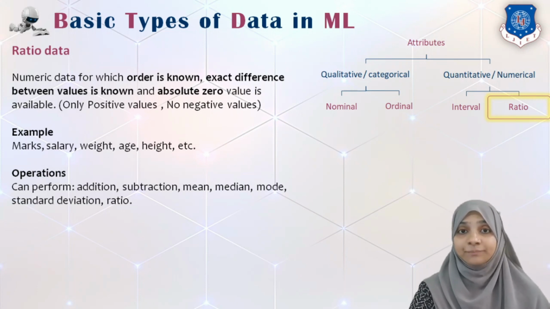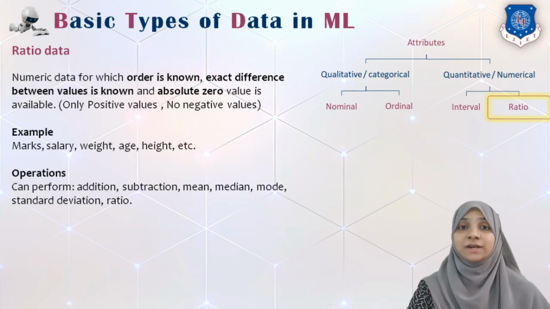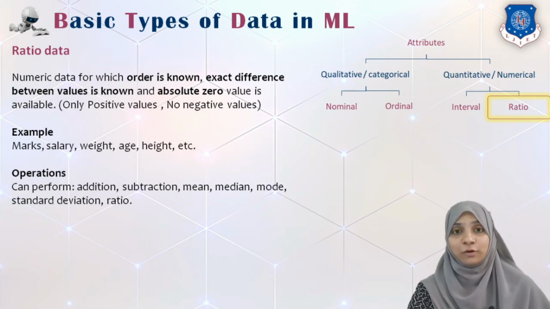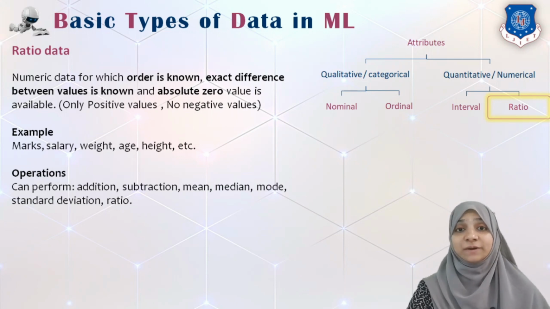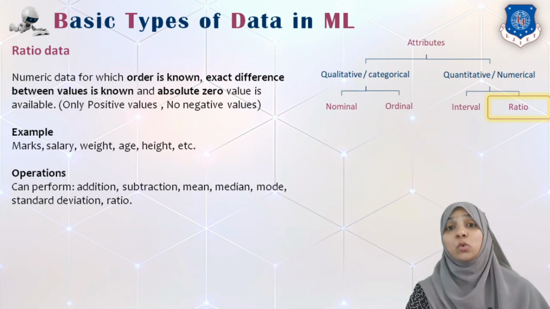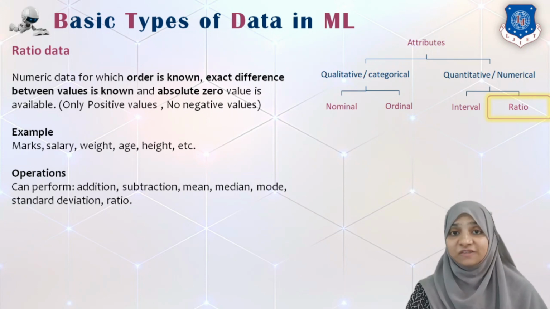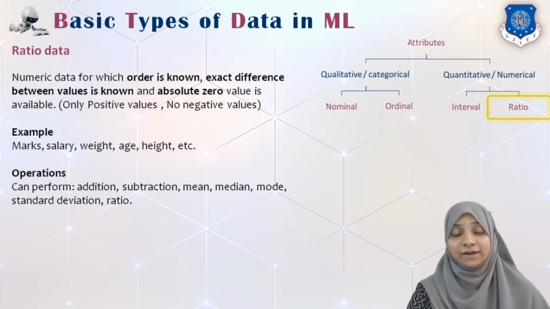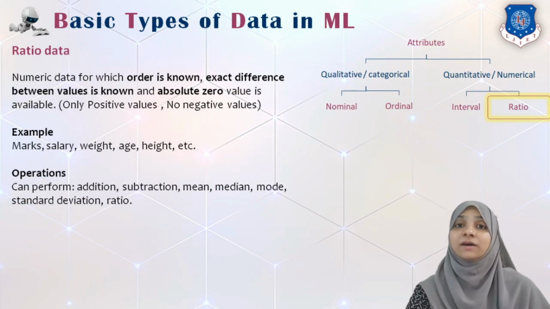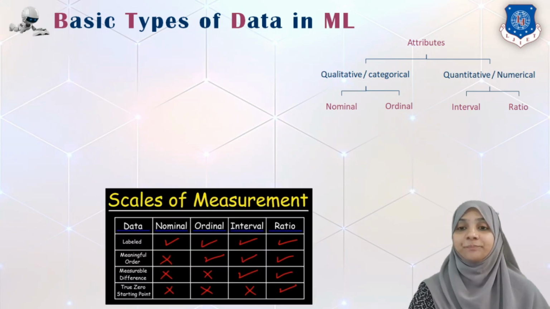Marks scored in an exam cannot be negative, unless we have negative markings in the exam, of course. Salary of a person cannot be negative. Or age of a person cannot be negative. All these are examples of ratio data. They do have an order, they do have a property to calculate the difference between two values, and they do not have any negative values for their attribute. So this is ratio data. We can perform all types of mathematical as well as all types of statistical operations over ratio data.